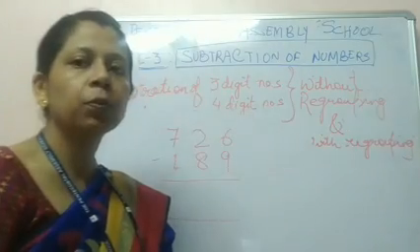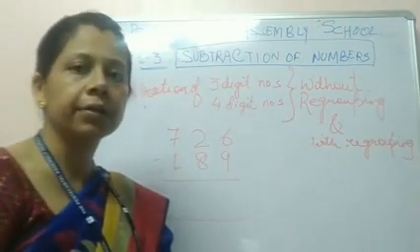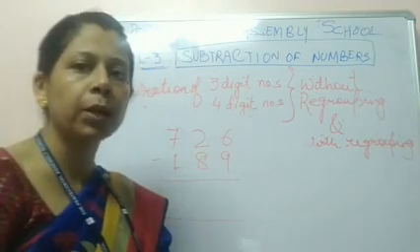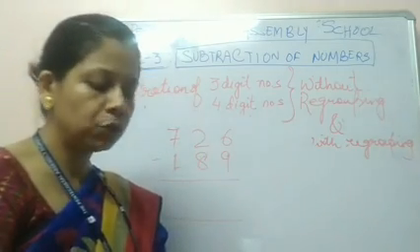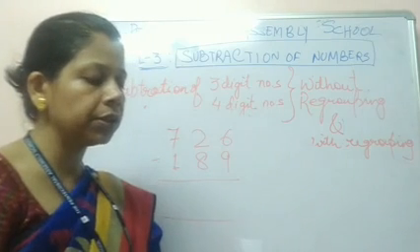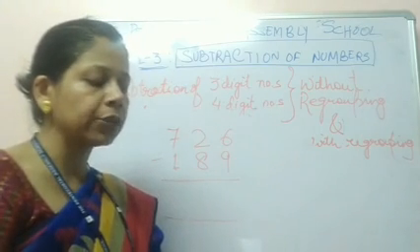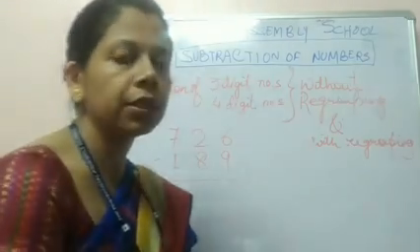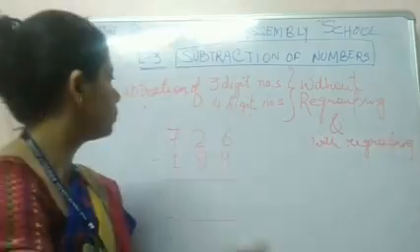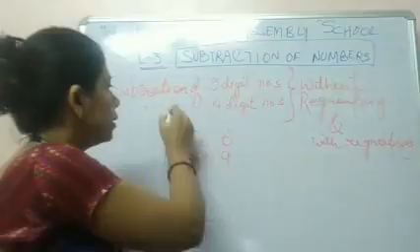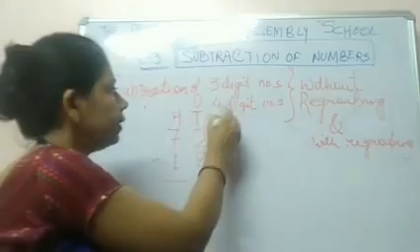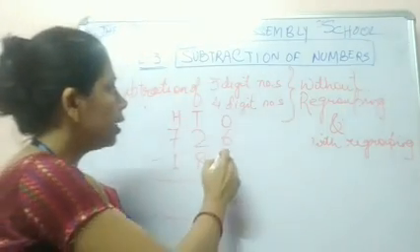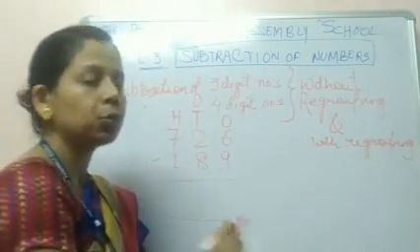Next is regrouping from tens and hundreds. So we are going to regroup twice in this. So come to page number 51 students. The first example. Subtract 189 from 726. So I have written that on the board. Please see it. This is hundreds, tens and ones. Okay. Now here we are going to regroup twice.